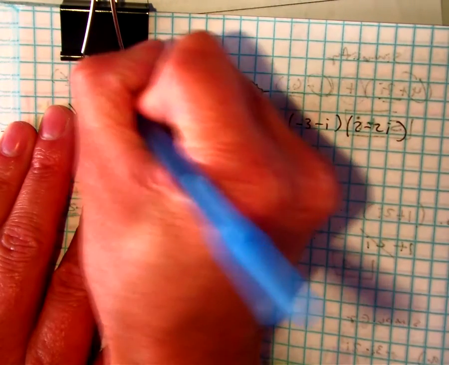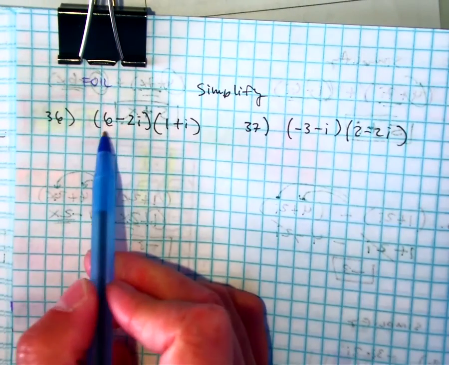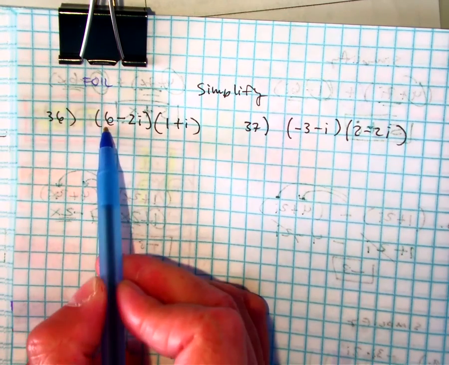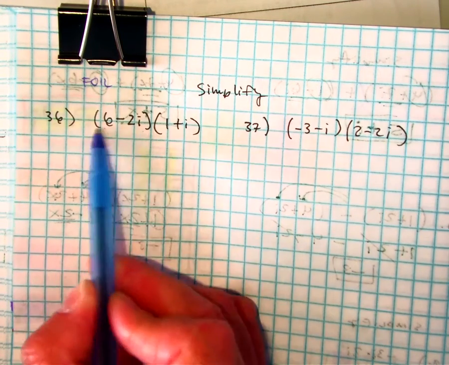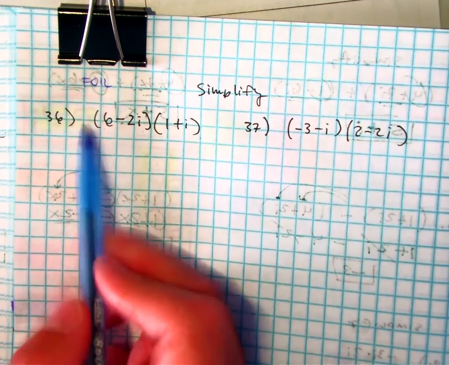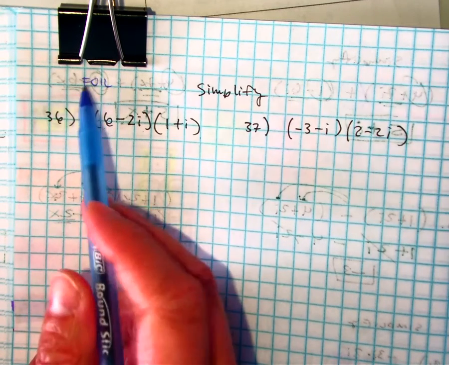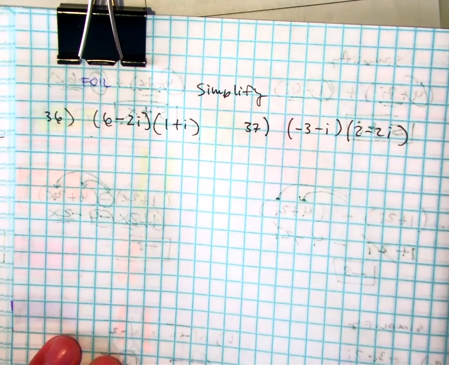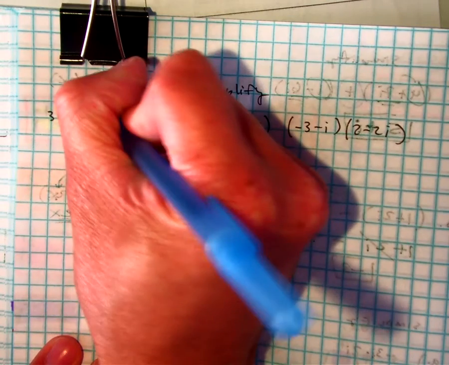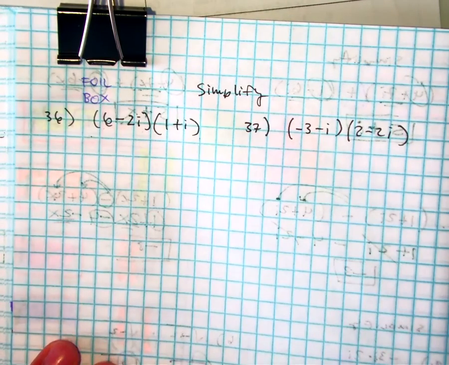You can either use FOIL, because you have a binomial. Binomial means two. You have two terms. So we would call this a binomial times a binomial. And FOIL works just for this specific case, but doesn't work for something that's a bigger polynomial, such as a trinomial. So I like to show you guys the box. So let's do the box.